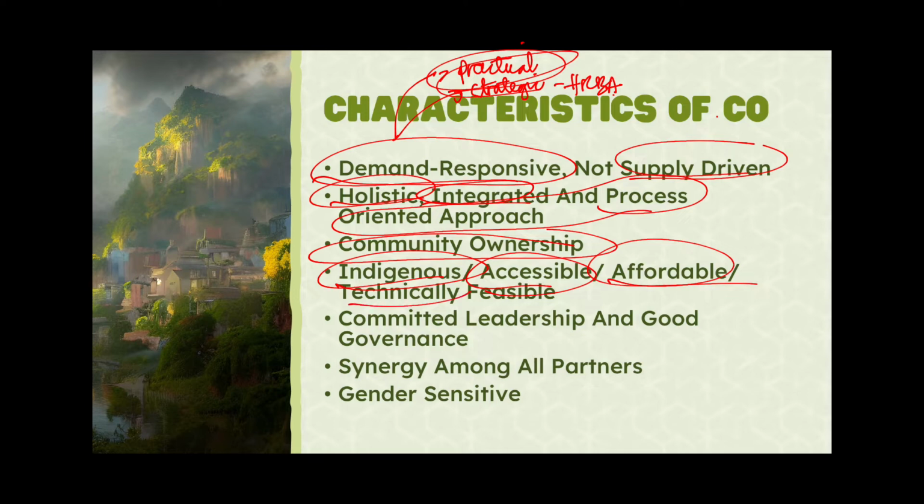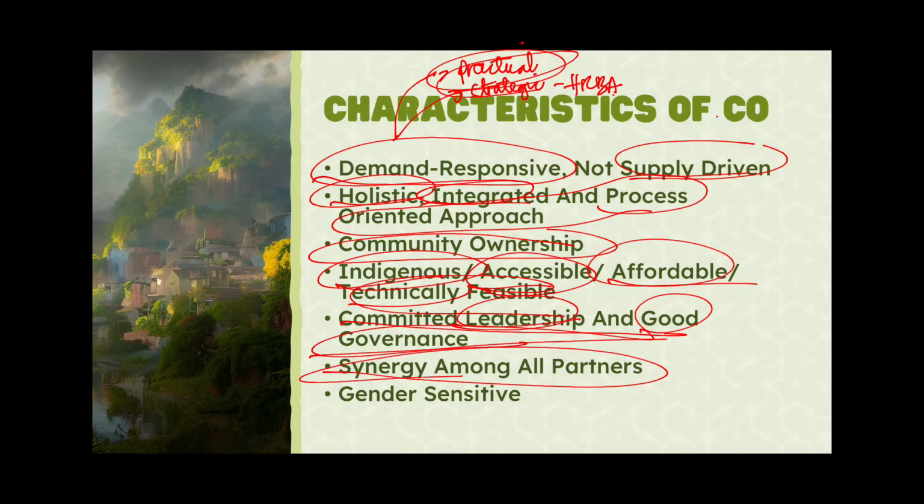So it has to be technically feasible, right? And it's committed to leadership and good governance. Leadership within the community, good governance means it follows a democratic process. It's collaborative. It emphasizes solidarity, participation. Very important yun. There's a synergy among all of the partners that are being involved in the community, if we want to tap private, civil society, and government sector representatives.